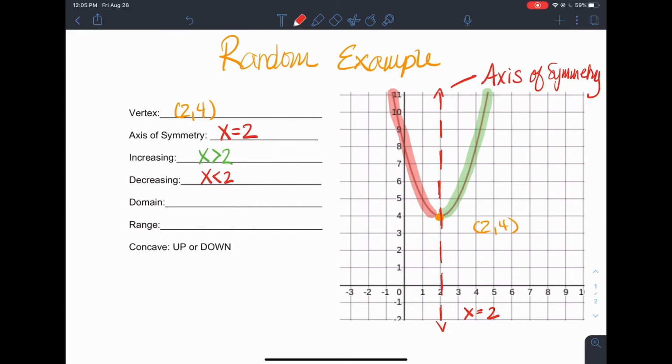It's never increasing and decreasing. You shouldn't be using or equal to. I won't penalize you if you do, but at the vertex, at that 2, it's not increasing or decreasing. It's kind of like when you throw a ball up in the air, and it reaches a maximum height. It kind of stays there for just one moment in time, and then it comes back down, all right? Same idea.